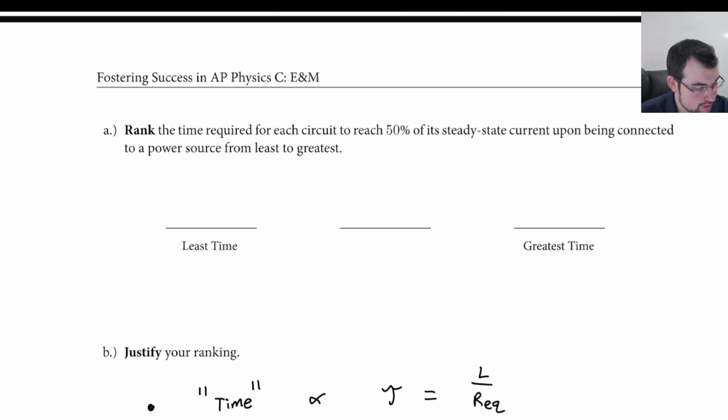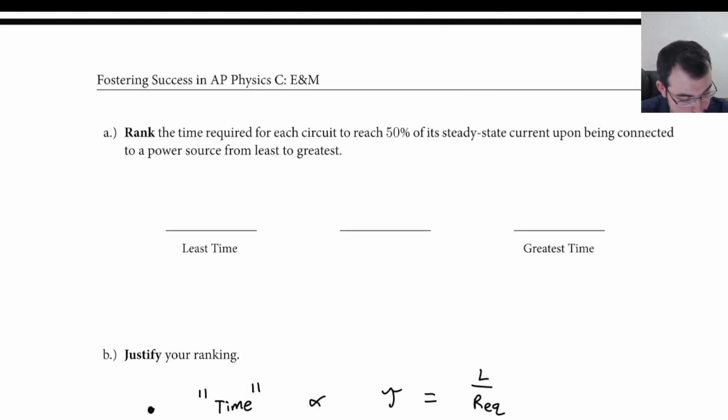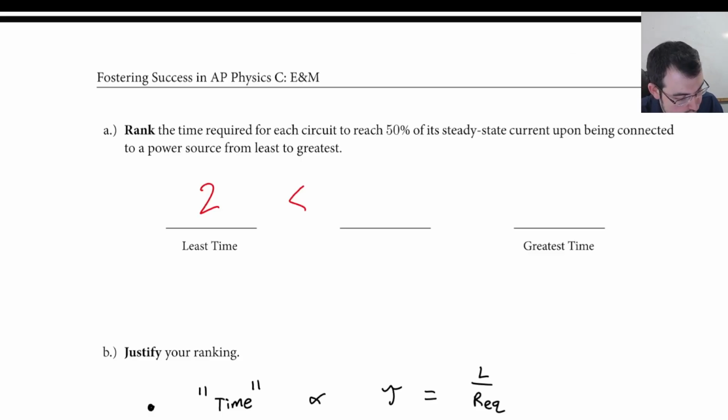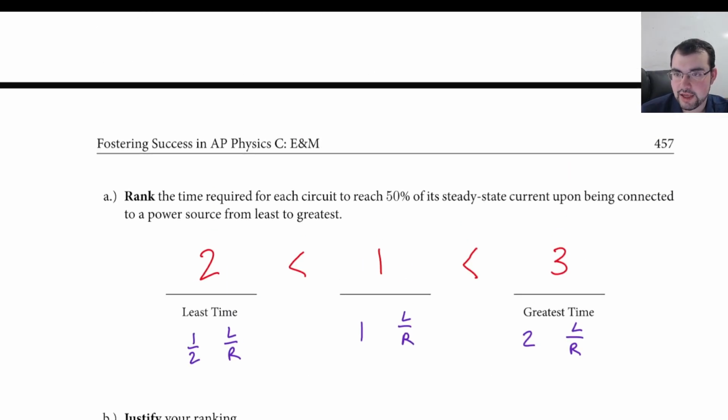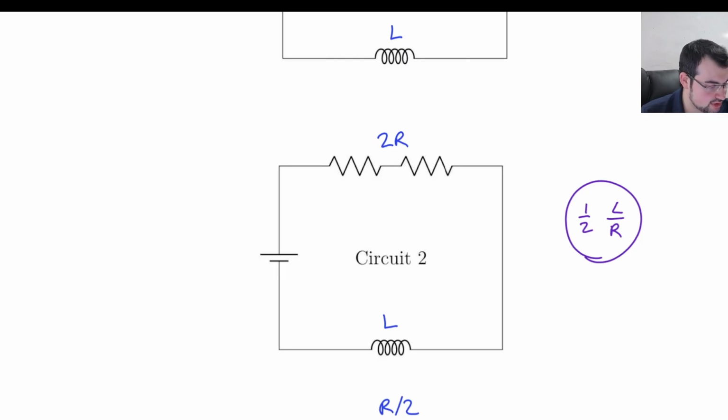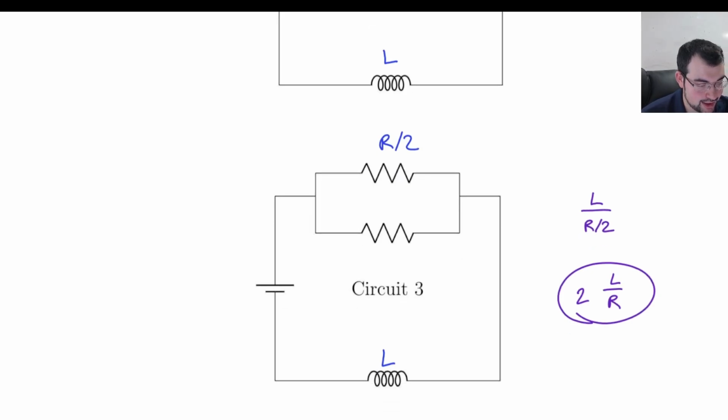So rank the time required. Well, the least time required is the lowest time constant. That was, what do we call this? We call this 2. Then 1, then 3. And again, we said that because your time constant was 1/2 L over R, your time constant was 1 L over R, and your time constant was 2 L over R. And it should make sense this is the case conceptually, because circuit 2 has the most resistance, so the current is increasing at the lowest rate because there's the least current. And circuit 3 is the highest because it has the lowest resistance, so it's pumping out the most current, so any changes are going to be large.